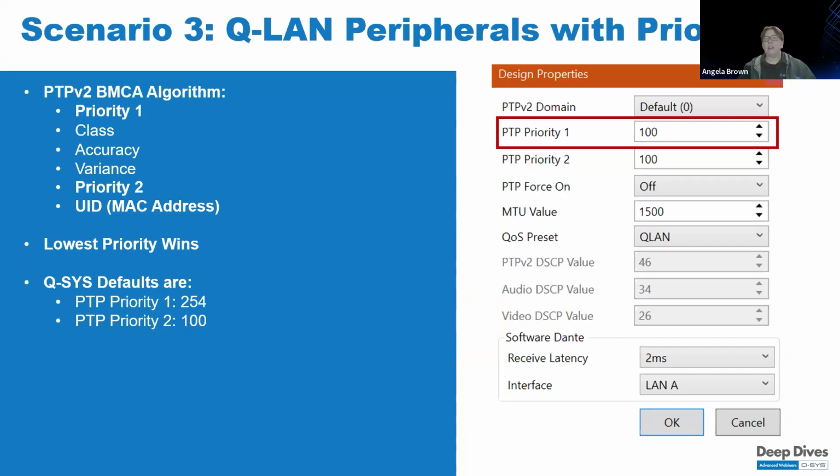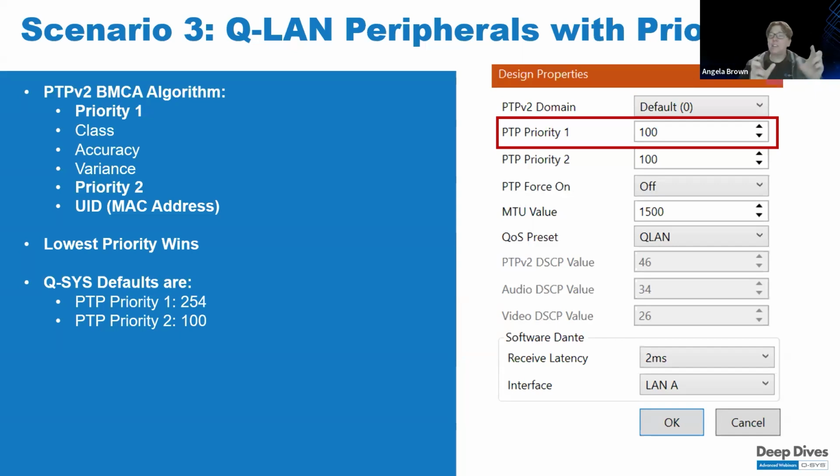This is an algorithm that runs top down. So priority 1 is the first thing it checks. So PTP priority 1 checks that first. Class checks that next. Accuracy next. Variance, priority 2, UID. The UID, I'll talk about that first. That's the MAC address comparison. It's kind of like making a hash of the MAC address and comes up with an 8-byte number, and the lowest number wins.